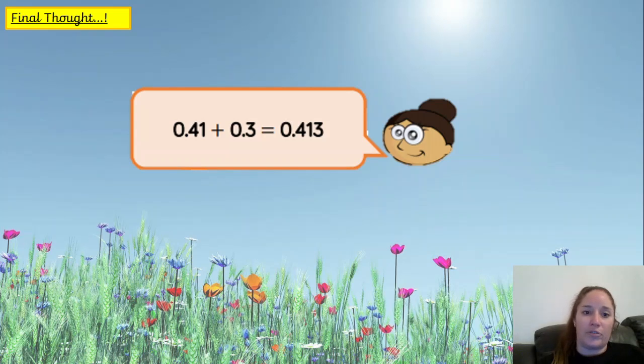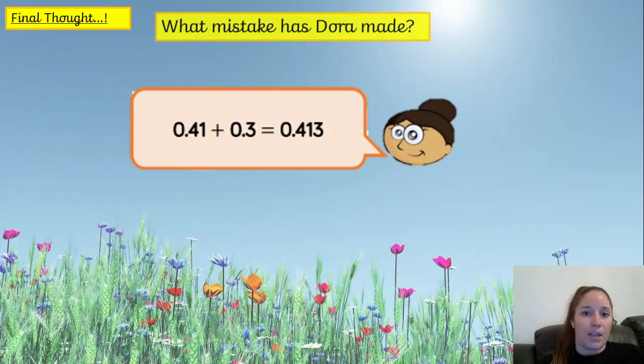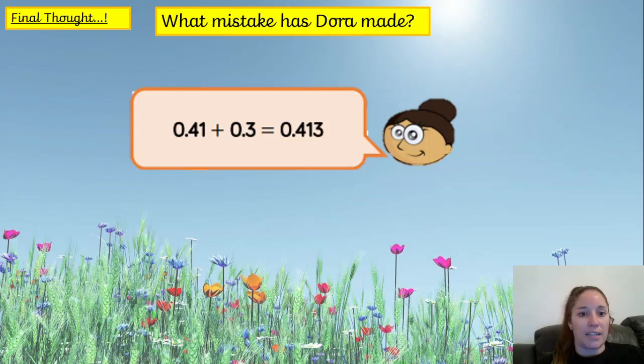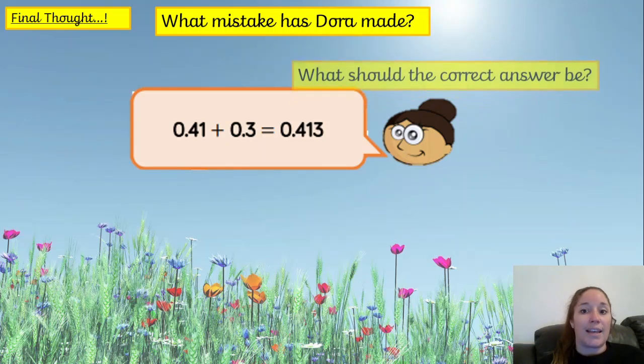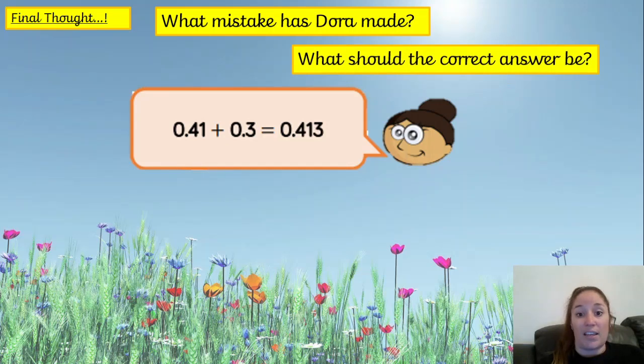Your final thought for today then. So Dora is adding these decimals and she has added 0.41 plus 0.3 equals 0.413. What mistake has Dora made? Pause the video, see if you can identify it. Can you correct the answer if it is wrong? Okay, and can you work out what the answer should be?